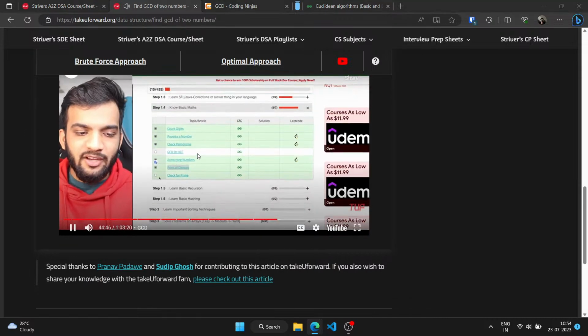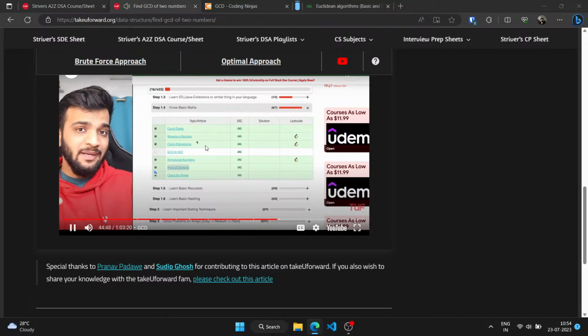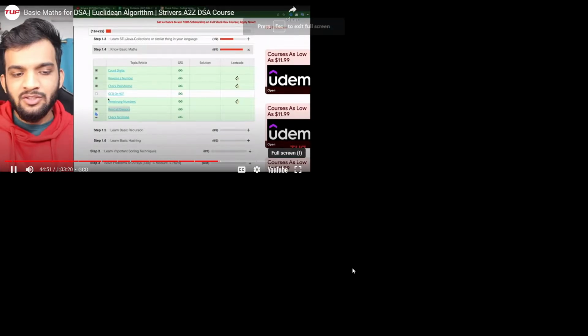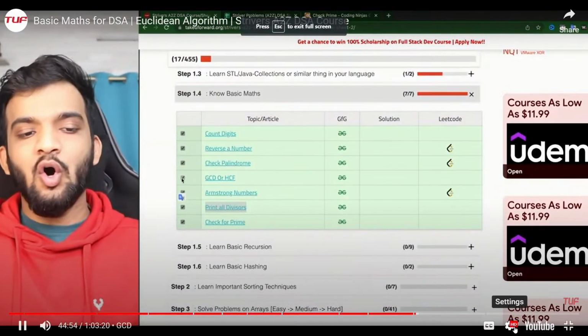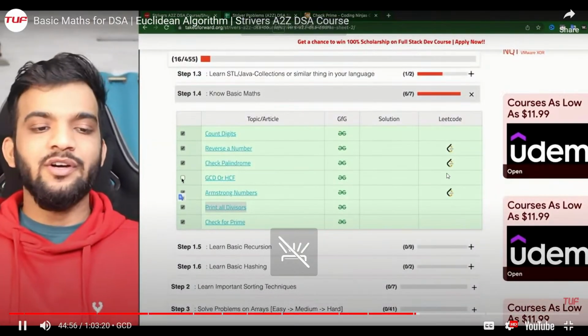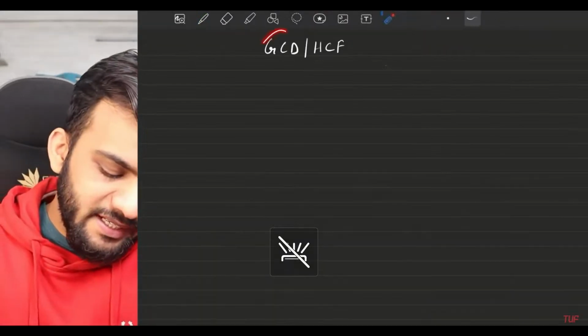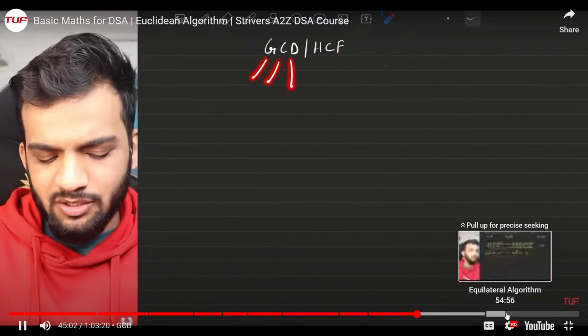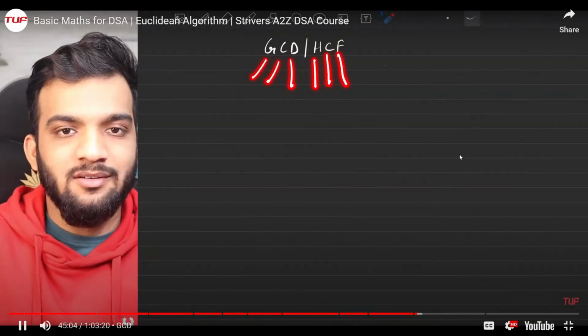So we have completed the check for prime. Apparently we have completed everything, and the GCD or the HCF is left. So let's go across and learn the GCD or HCF and then come back and take it over. What do you mean by GCD or HCF? It's very simple. Greatest common divisor or highest common factor.